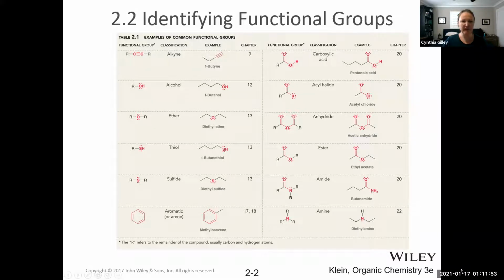For example, you should know that when you have a carbon, like a methylene here, attached to an OH group, this is called an alcohol. However, when that OH group is bonded to a carbonyl on the alpha carbon, or the carbon directly attached to the OH group, that would be called a carboxylic acid. You can review these if you have the Klein textbook in chapter 2.